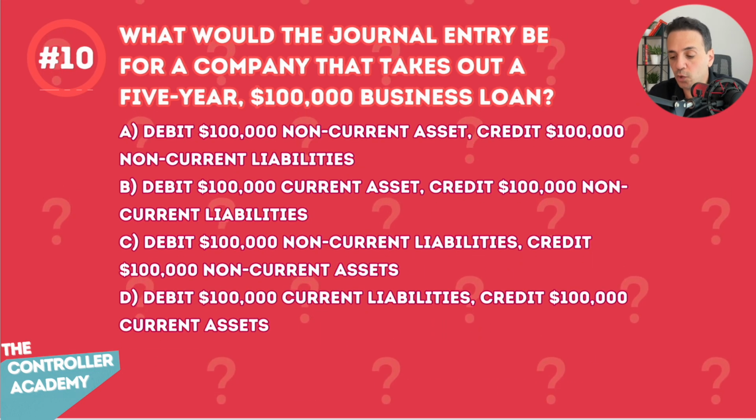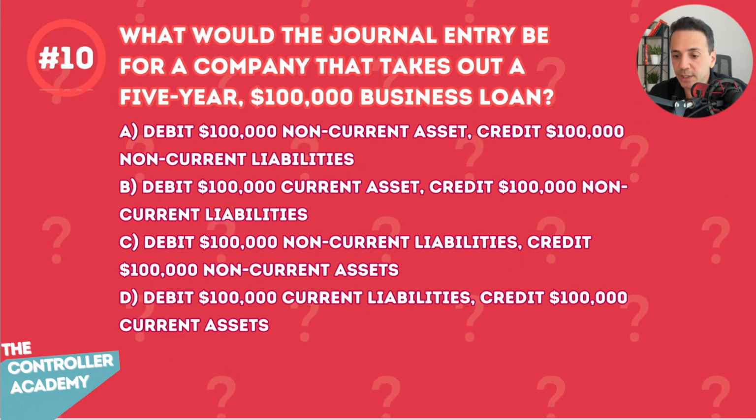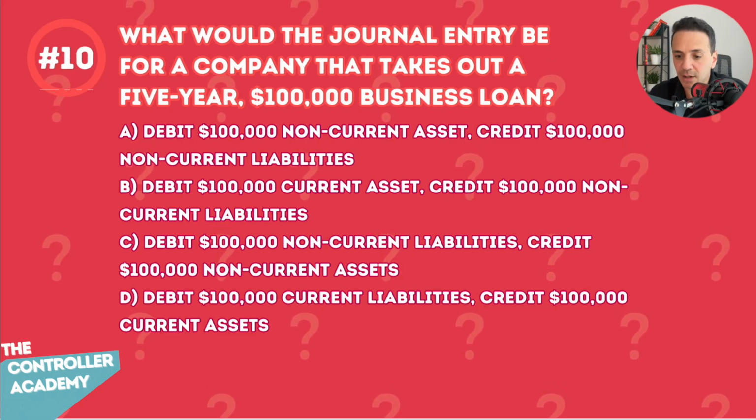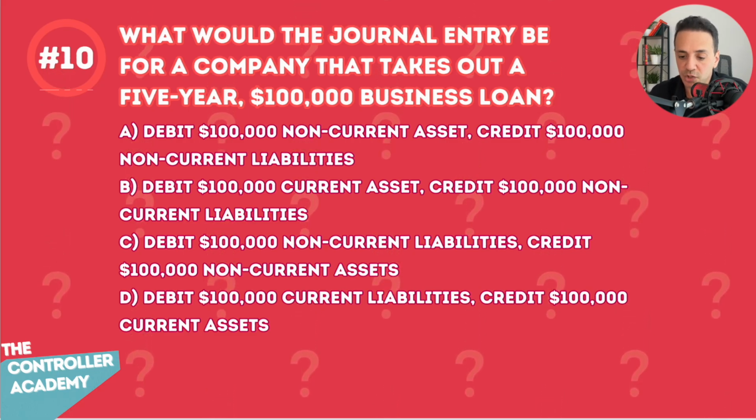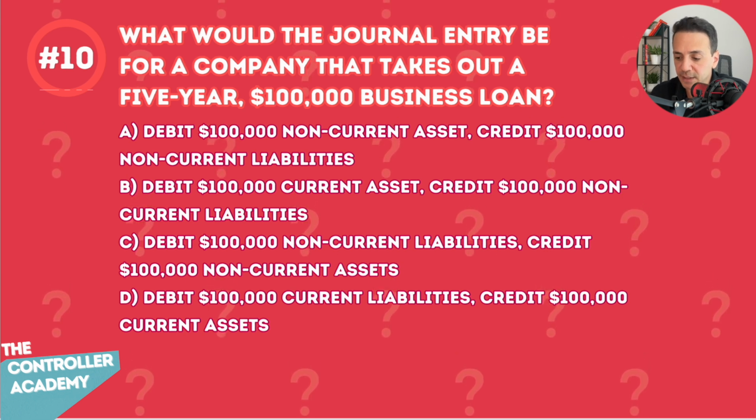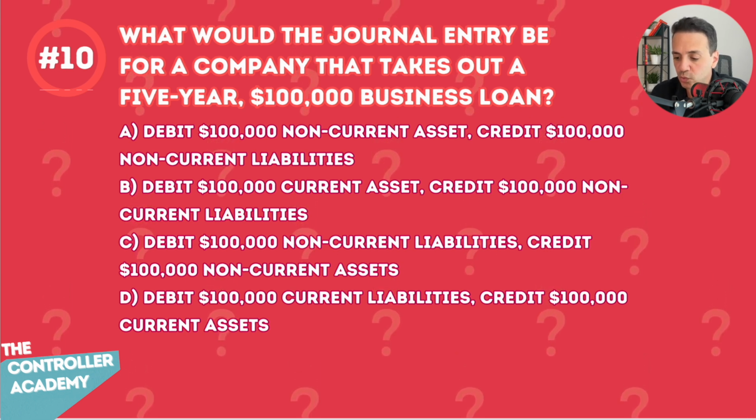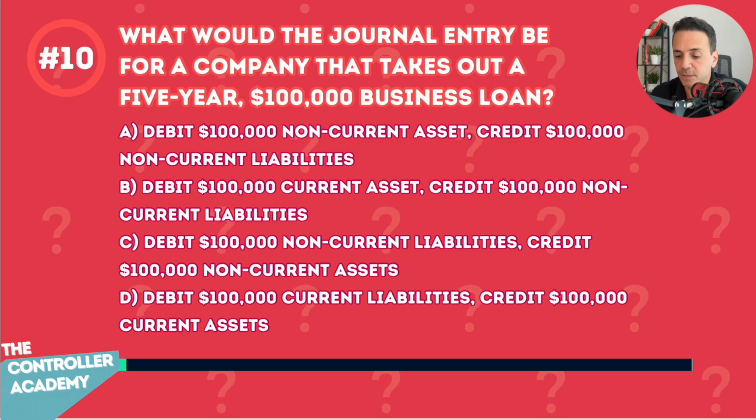All right. For question number 10, what would the journal entry be for a company that takes out a 5-year 100K business loan? So we have here A, B, C, and D. Let's go ahead and see which one is the correct answer. 10-second timer.